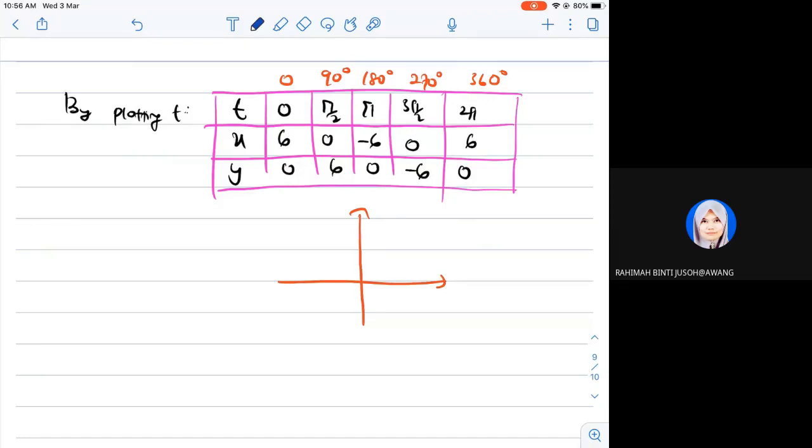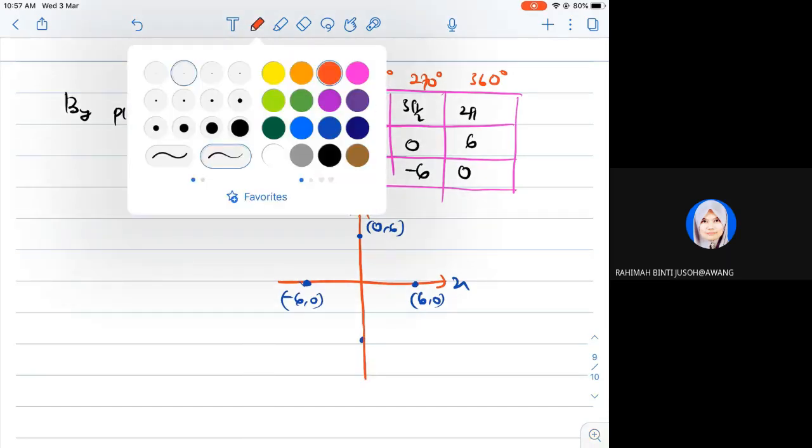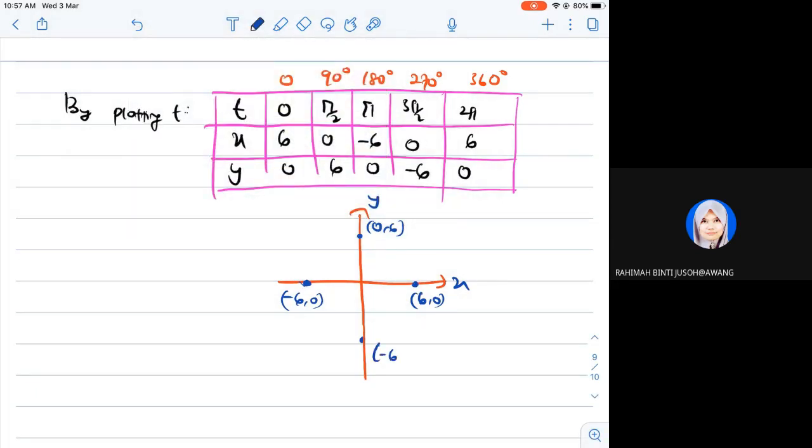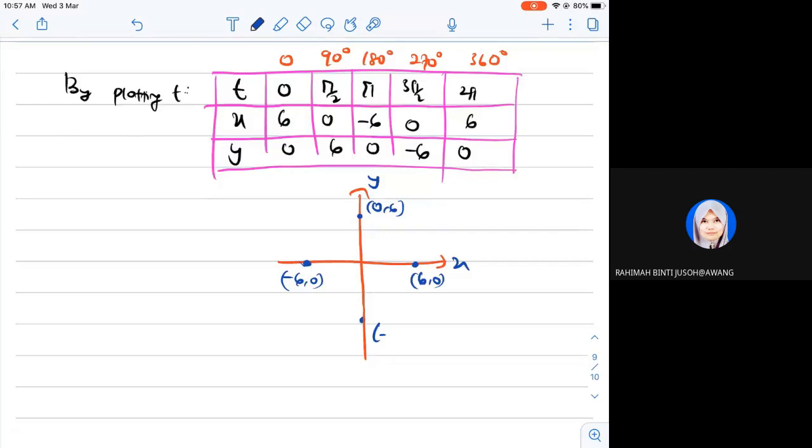okay, 6, 0 x, y. 6, 0 kat sini kan? Lepas tu koordinat 0, 6. 0, 6 atas ni. Lepas tu kat sini pula. Negative 6, 0. Lepas tu bawah. Pendek sangat saya buat. Sekejap okay. Negative is negative 6 pula. 0, negative 6. So you will have a curve like this. That's why we get a circle.